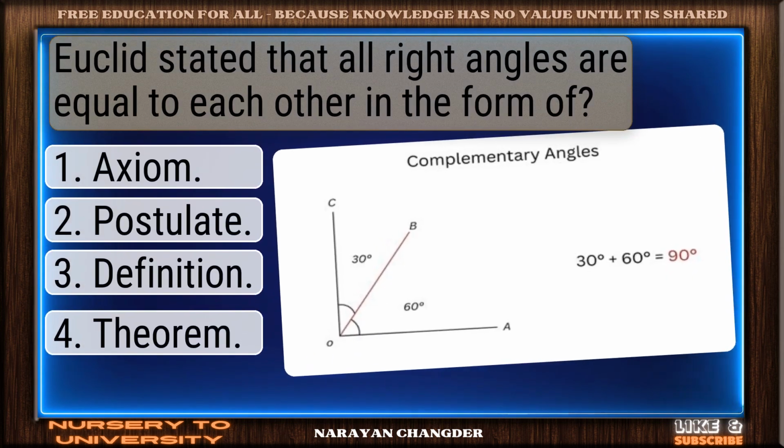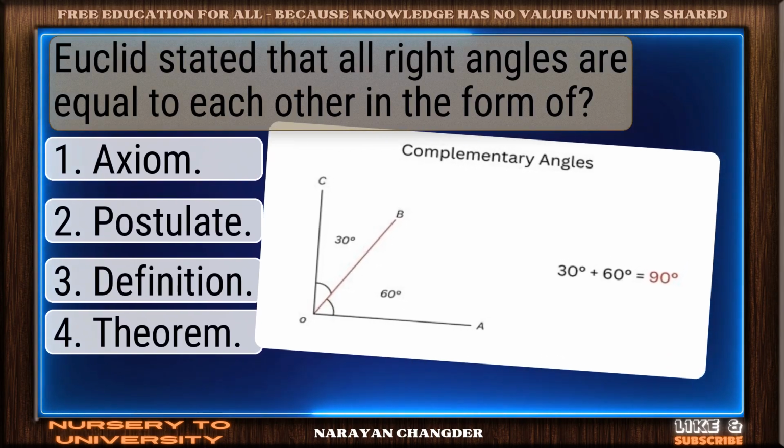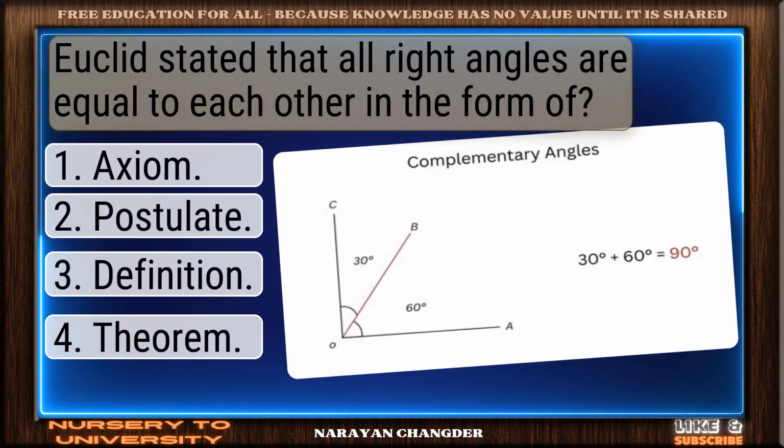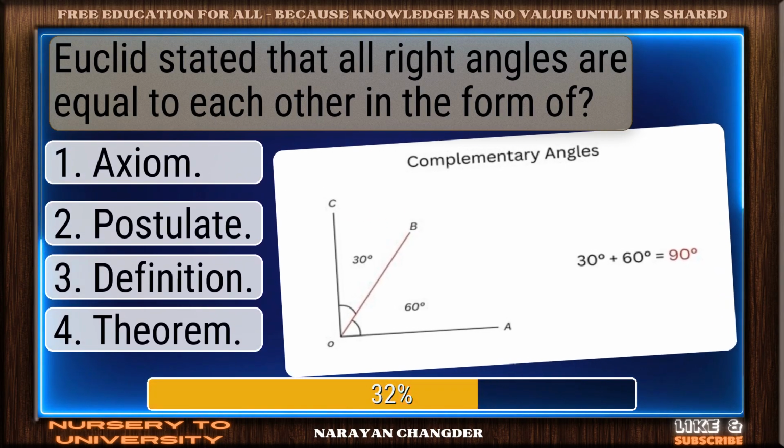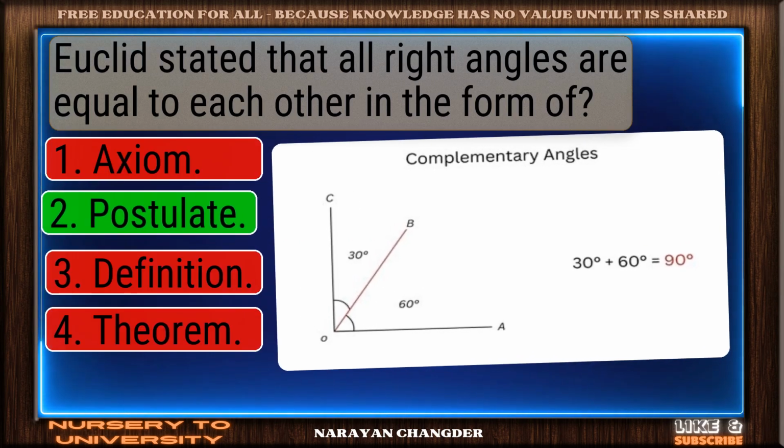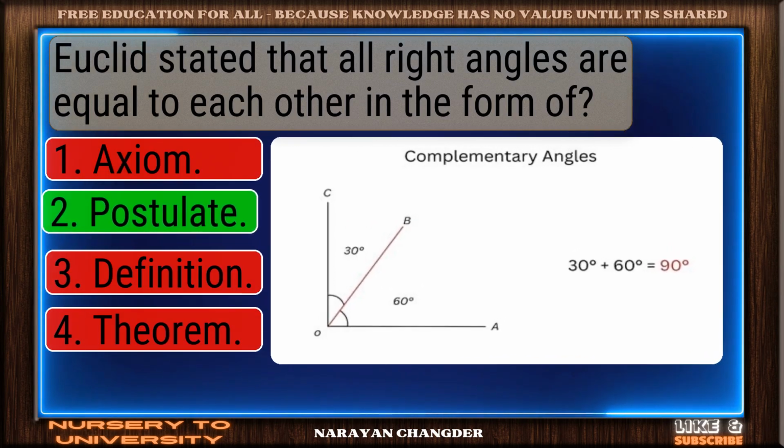Question number 21. Euclid stated that all right angles are equal to each other in the form of. Valid point. Postulate is true.